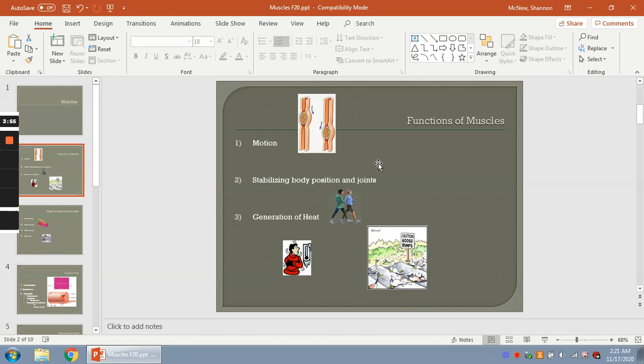Number two, stabilizing body position and joints. We stand up, we walk around, we can sit up straight, and all of that is because of our muscles, mainly our skeletal muscles. Think of the erector muscles that you learned about in lab. It's a fine balance between contracting and relaxing of those muscles that allows for that body position. Around our joints, especially our movable joints, we find muscles that help stabilize those joints and allow us to move.